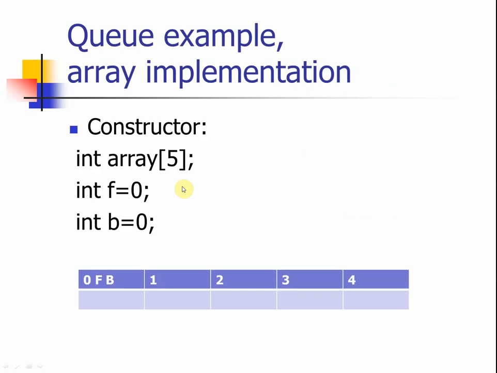This is the code for the array implementation. Let's take a look at a simple example, and then we will fully understand this operation. Constructor: make an array of 5, so we have a capacity of 5. Front and back are equal to 0, exactly like we see over here.